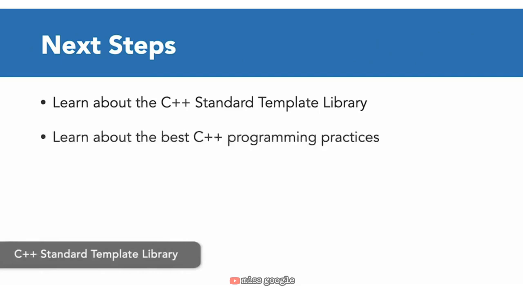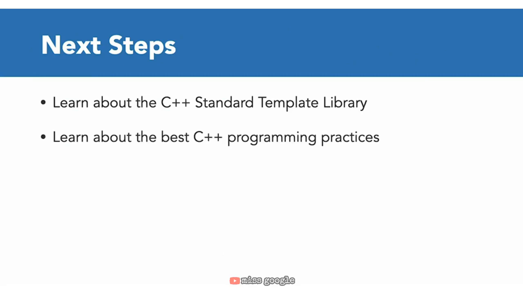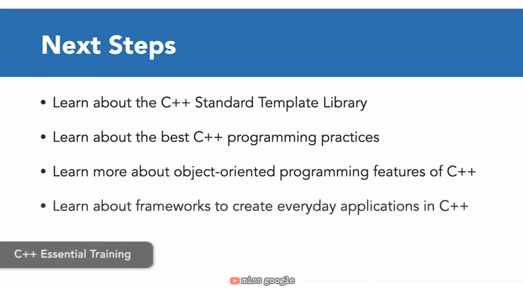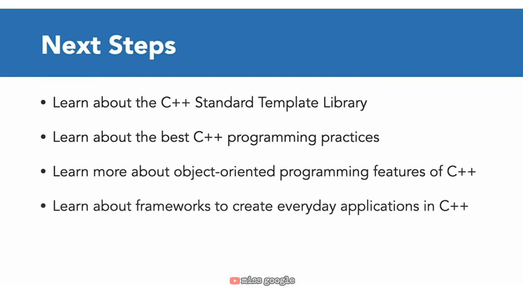You should also learn about the best programming practices for C++. Some of these practices come with different coding styles, and you'll find recommendations on how to comment your code, how to use namespaces, what to include and avoid in header files, and so on. You should also learn more object-oriented programming features of C++, such as inheritance and polymorphism. And lastly, you should learn about modern frameworks to get your code into useful everyday applications like web services or mobile device apps.